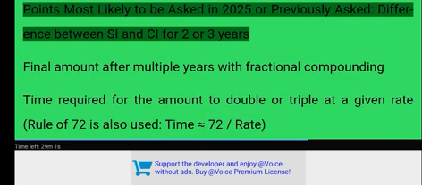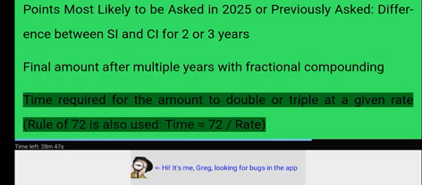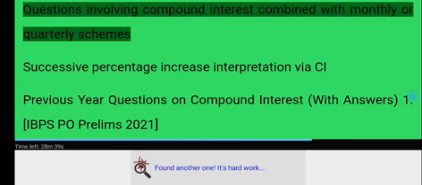Points most likely to be asked in 2025 or previously asked: difference between SI and CI for 2 or 3 years. Final amount after multiple years with fractional compounding. Time required for the amount to double or triple at a given rate; the rule of 72 is also used, time approximately equals 72 divided by rate. Questions involving compound interest combined with monthly or quarterly schemes.